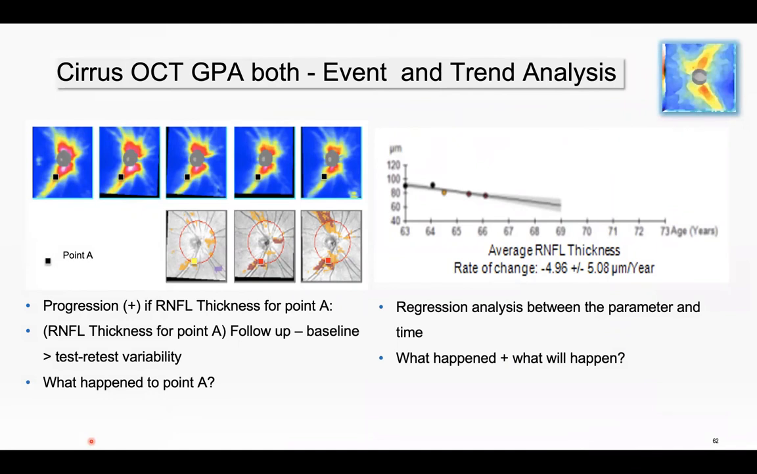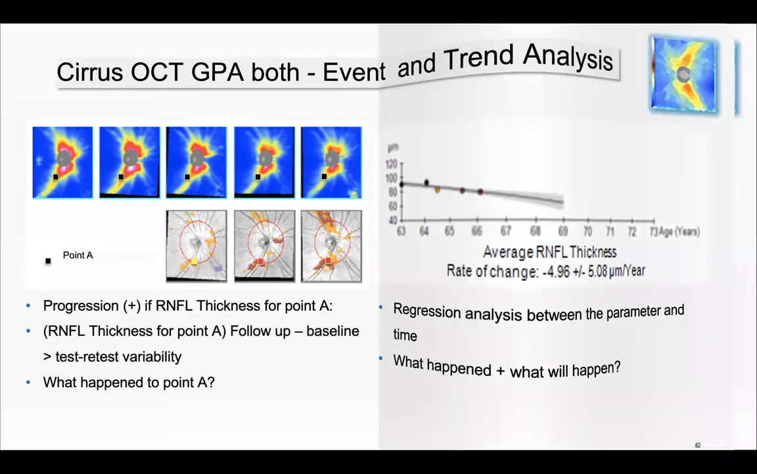Event analysis compares the baseline and follow-up measurements for specific points. And if the difference is greater than the test-retest variability of the device, it confirms progression. This is point A compared with serial scans. On the other hand, trend analysis is where we try to estimate the future by using the regression analysis concept. This is what happened and what will happen in the future.